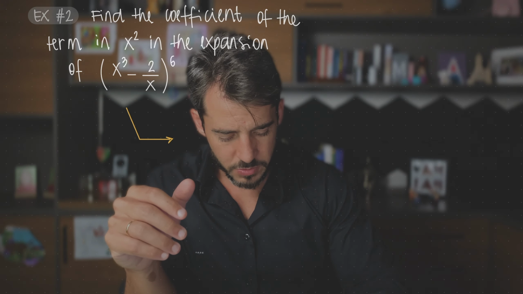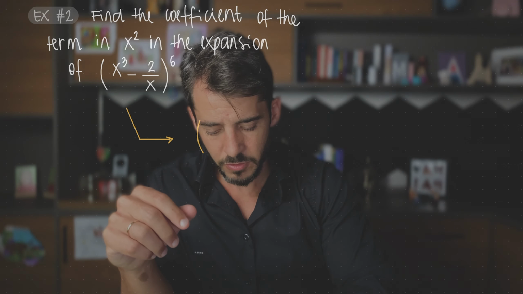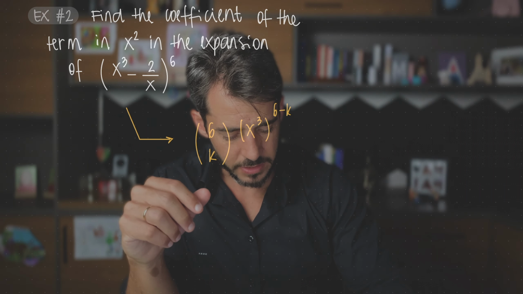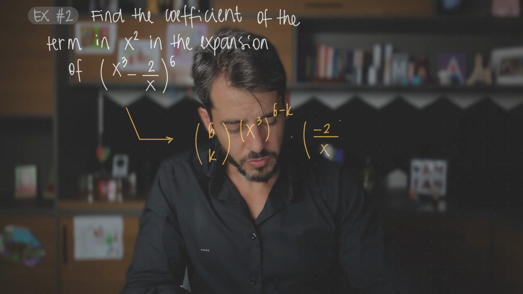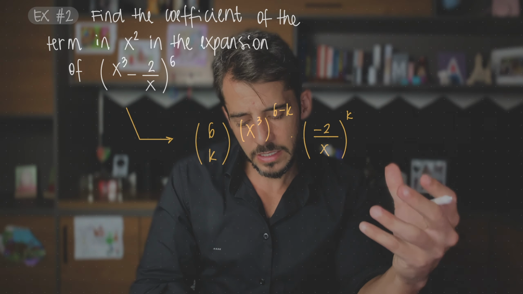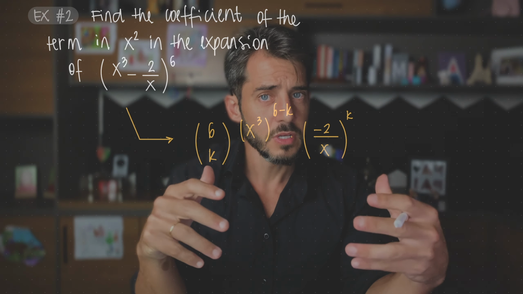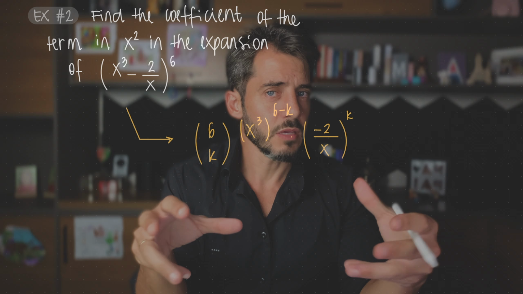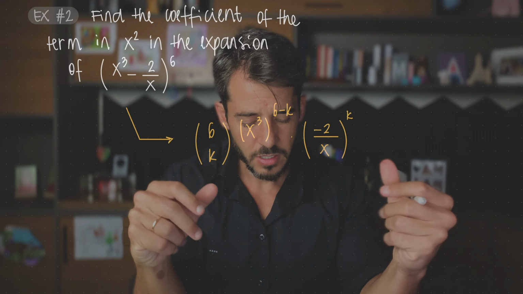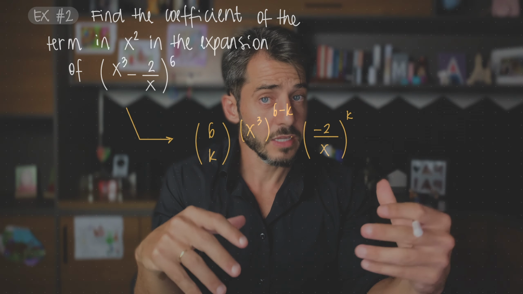We know, as it was mentioned in the previous exercise, that any term in this expansion will have the following recipe: 6 choose k, x cubed to the 6 minus k times negative 2 over x to the k. Now, can I guess and check values for k until I get something times x squared? Yes, you can, it's fine. However, I'm going to develop this using a more sophisticated process, which was the one mentioned in the previous exercise. I'm going to raise x cubed to 6 minus k, negative 2 to the power of k, and x to the power of k as well.